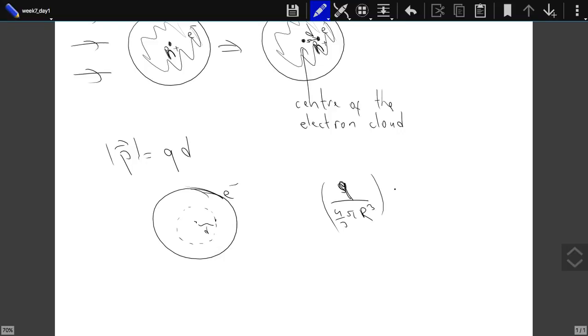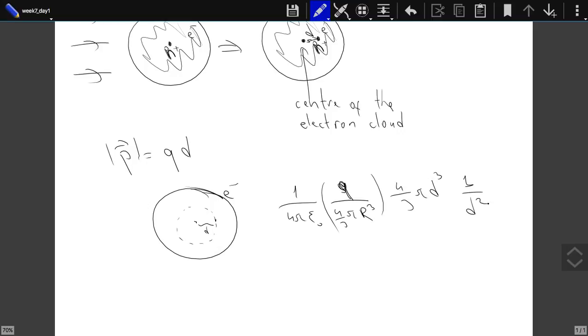If you calculate it with the volume, pi d cubed, this is the total charge inside our volume. And we know that a sphere acts like a point charge with total charge at the center. So the electric field created by that much charge is just 1 over 4 pi epsilon 0 times 1 over d squared. This is the magnitude of the electric field.